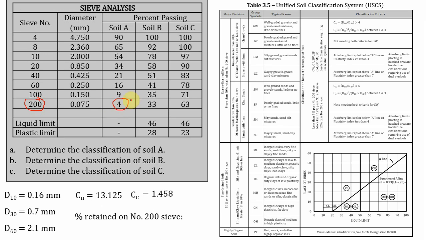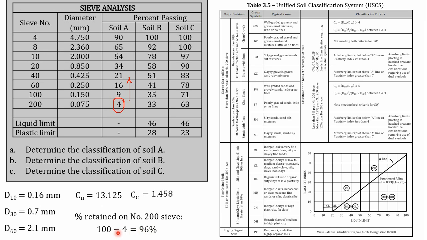Okay? So para makuha natin retained, class, itong percent na ito, that is the percent retained of soil in number 200 sieve. So therefore, class, this is 100% minus 4. So this is the percent retained in number 200 sieve, and that is equivalent to 96%. Okay, that is 96%.